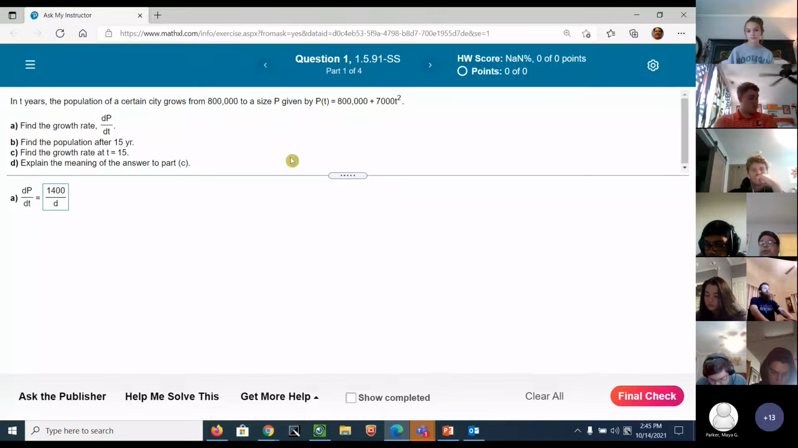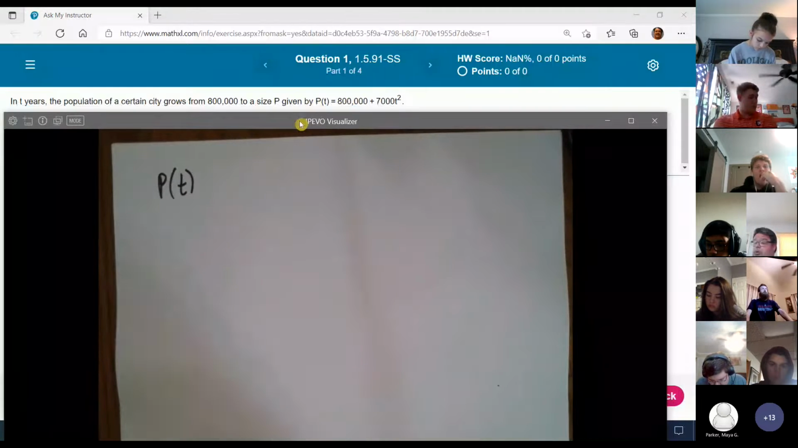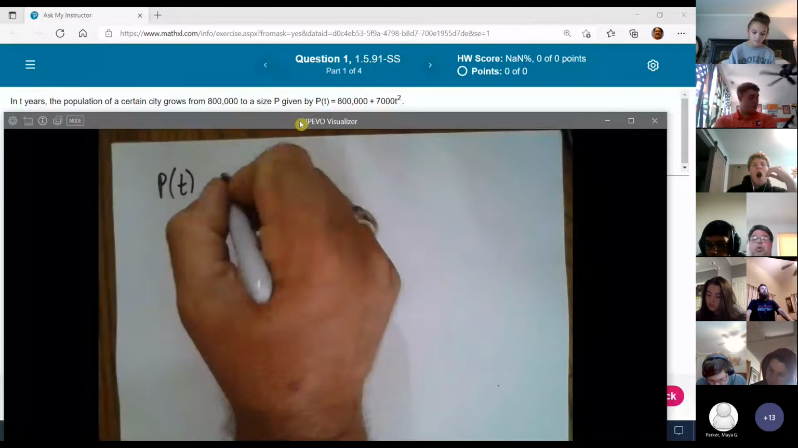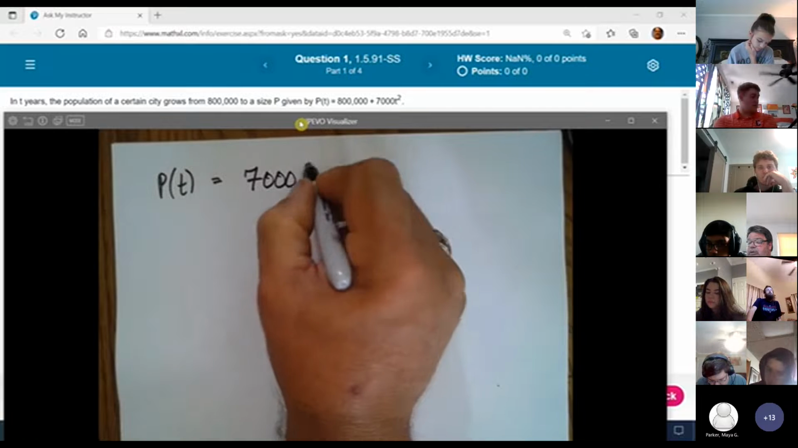And that's going to be P of T is going to be equal to 7,000 T squared.